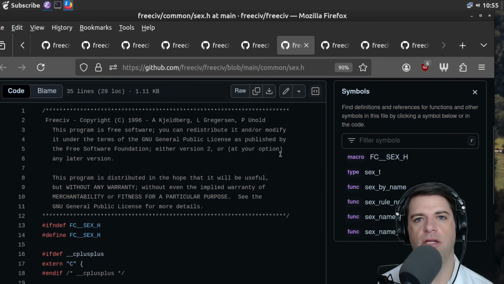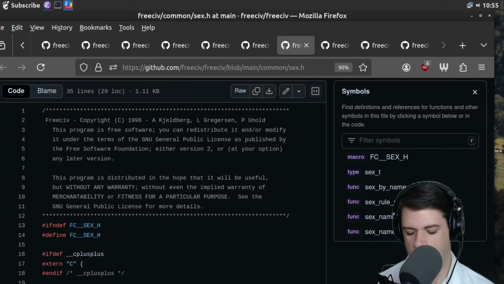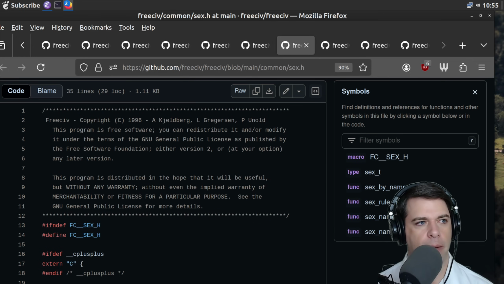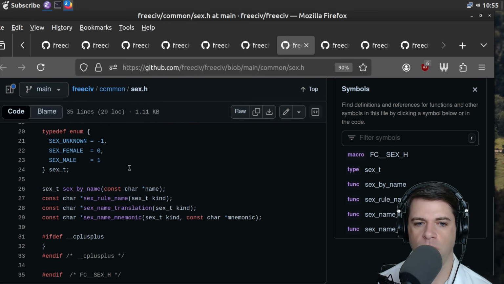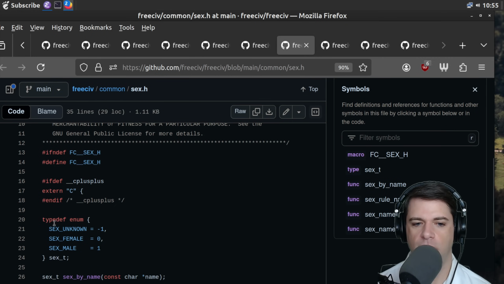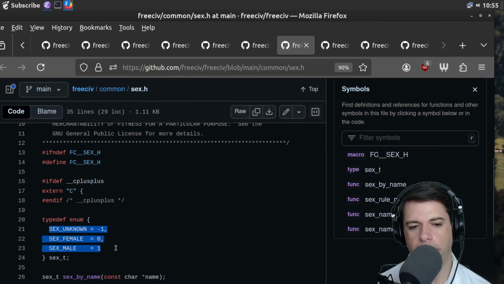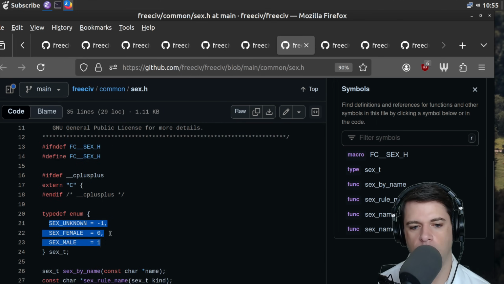So first, I just want to get a general feel for what the coding style is like. How low level is it versus high level, that sort of stuff. Copyright 1996. Okay, so we have some typedefs, and the sex is either unknown, which is -1, or female or male, which is 0 and 1.